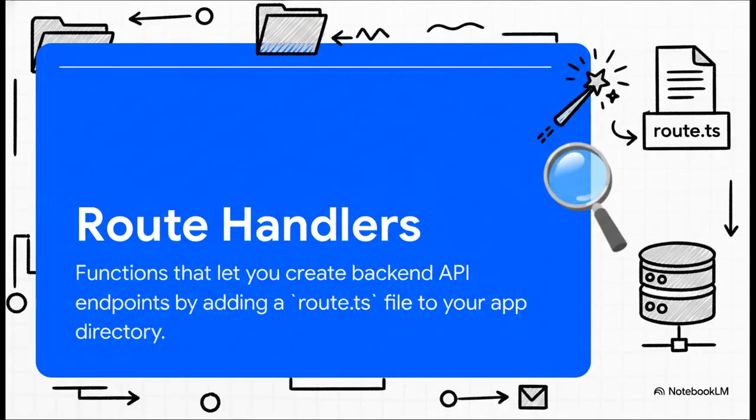So what is a route handler? It's really just a function that lets you create a backend API endpoint. And the real magic here is how simple it is. All you do is add a file. You name it route.ts, you put it inside your app directory, and that's it. You're done. No complex service setup, no special registration files, just a file.